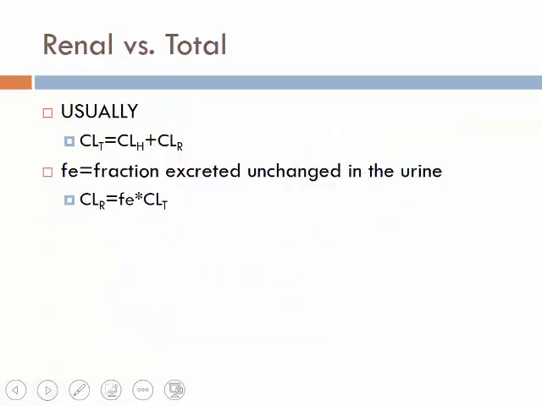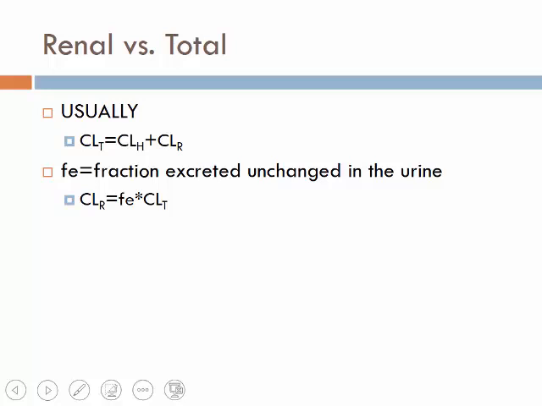All right, I'm not going to read through all these. You guys can do that on your own. As I said, usually the two organs of clearance that are involved in most drug clearance are the kidneys and the liver. So we have total body clearance being equal to hepatic clearance plus renal clearance.